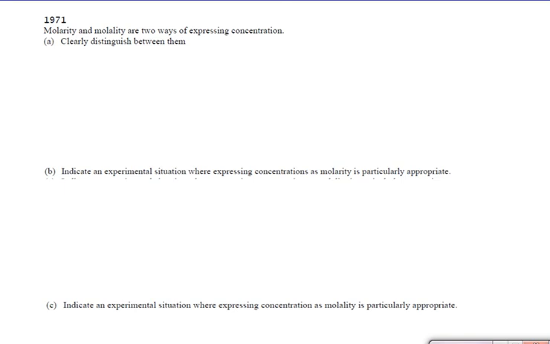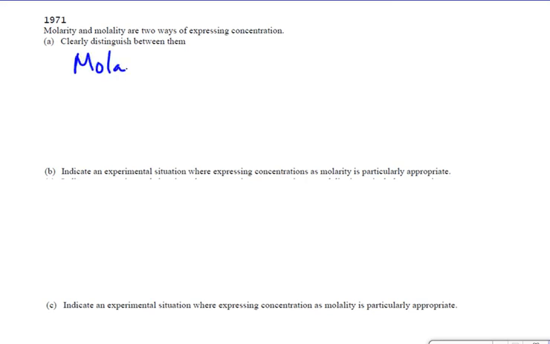That being said, give this problem a try on your own, and then come back and see what you got in comparison to what I got, and let's see how we do. So the first thing this says is molarity and molality are two different ways of expressing concentration. Clearly distinguish between the two of them. So you've got to talk about both.